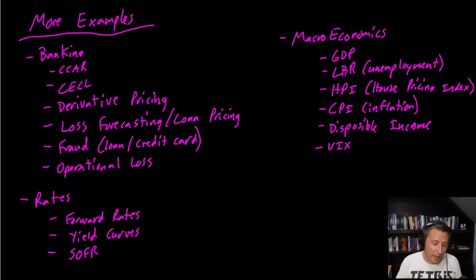And then you have macroeconomic factors, which I haven't even touched on here. So actually modeling out GDP, LBR, which is unemployment, HPI, which is the house pricing index, CPI, which is inflation, disposable income, VIX, which is volatility. And volatility modeling can get quite complex, and that all goes into derivative pricing as well. So VIX is going to be the stock market. You could be looking at volatility of a specific underlying asset within some sort of derivative. There's all this to model.